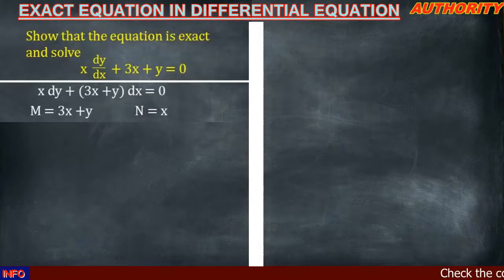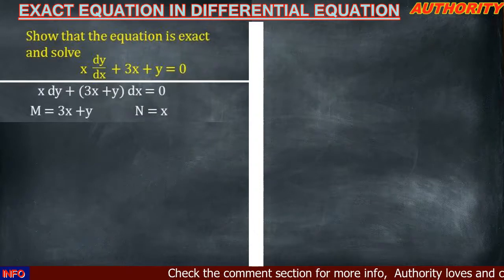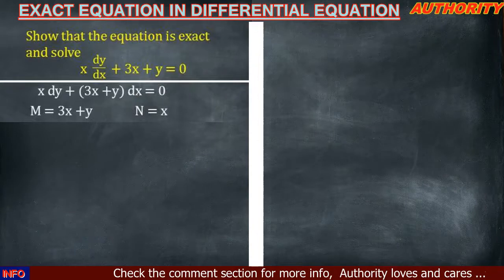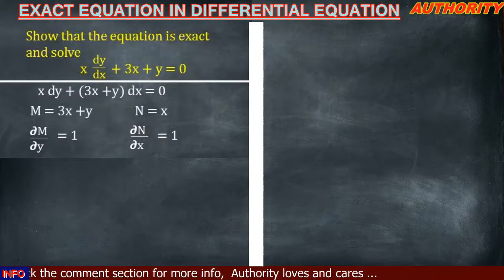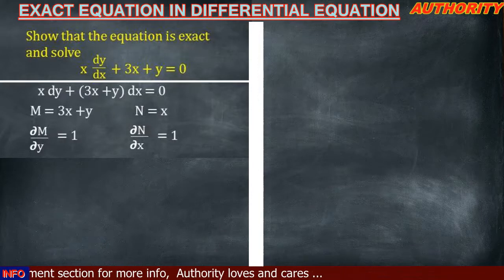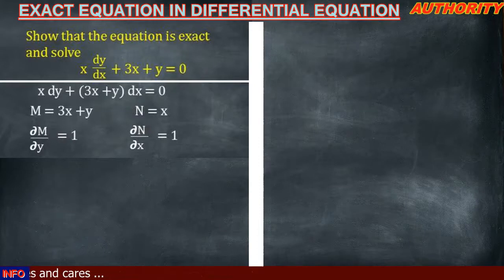Okay, good. Now, as we have M is equal to 3x plus y, we are going to differentiate this M partially with respect to y. When we do so, every other variable is held constant. So the partial derivative of M with respect to y: 3x is going to give us 0, and when we differentiate y, it is going to give us 1. Now we go to N. We are going to differentiate this N partially with respect to x. So when we differentiate partially with respect to x, it is going to give us 1.